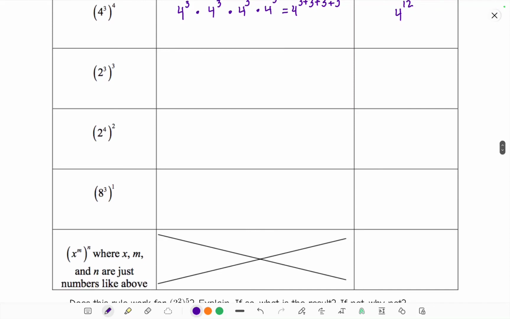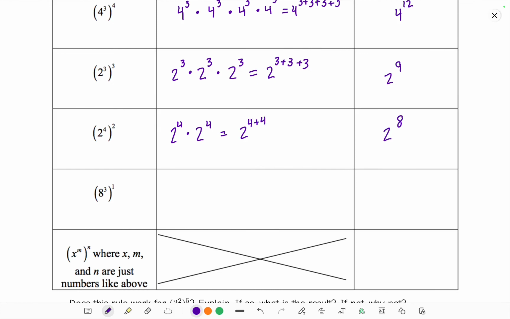Now we have 2 to the third power, 2 to the third power. So using my method again, that's 2 to the third times 2 to the third times 2 to the third, which again, because these all have the same bases, we add the exponents. So this is 2 to the 3 plus 3 plus 3, which is 2 to the 9th power. Then we have 2 to the 4th to the 2nd power. So that's 2 to the 4th times 2 to the 4th, which is 2 to the 4 plus 4, which is 2 to the 8th power.